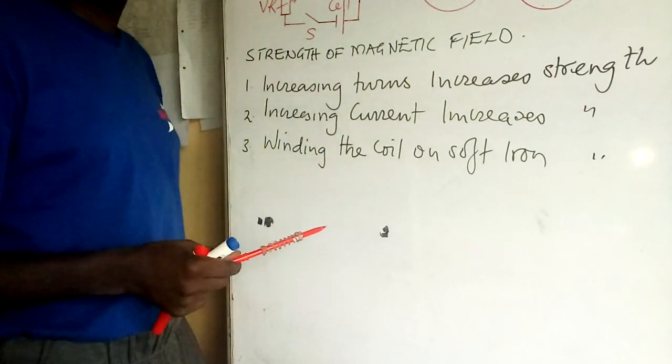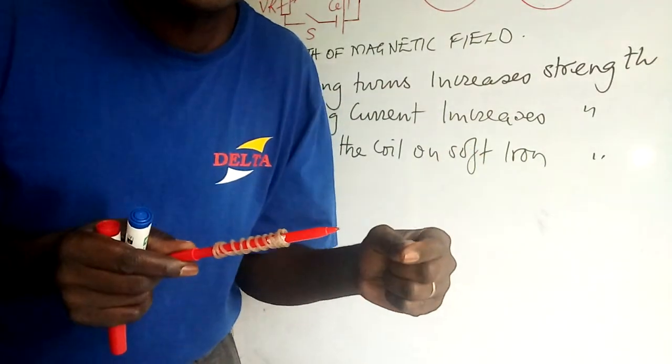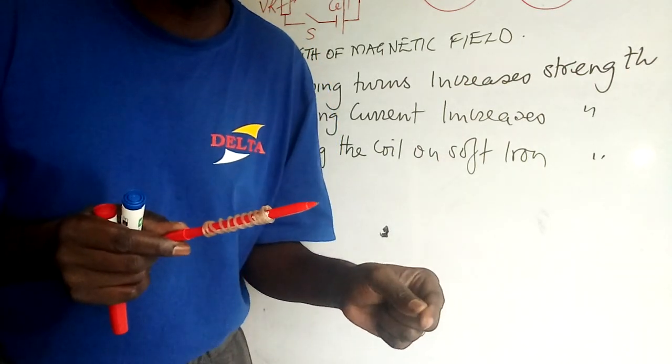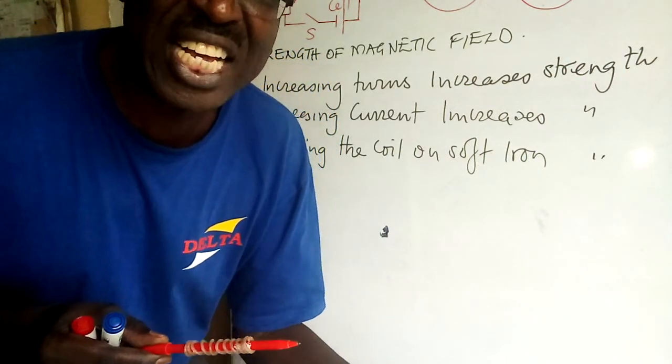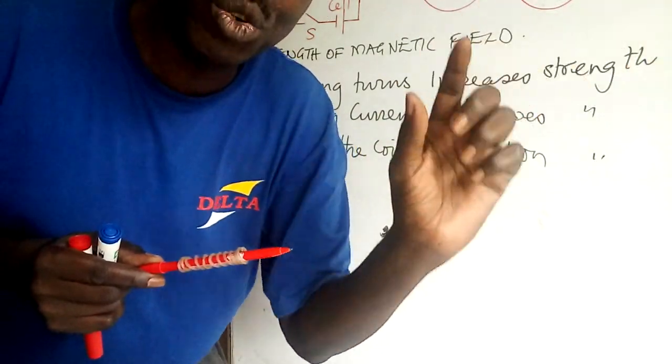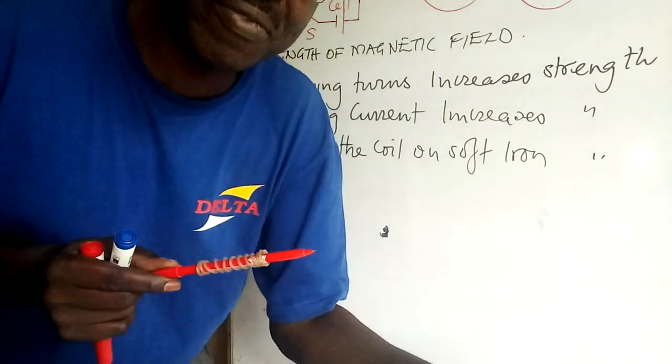Number 2, increasing current. When you increase current using a variable resistor, what does it mean? When you reduce resistance, we have more current. So when there is more current, you also get a stronger magnetic field.